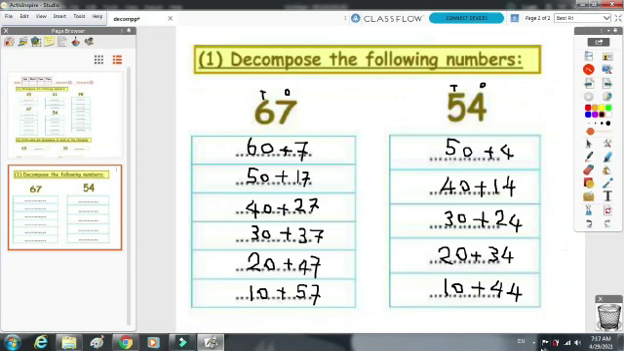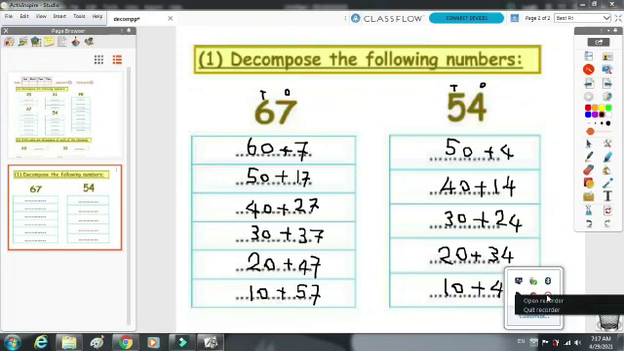And you have to know that all of these combinations will give you the same number, 54. And decomposing means what? Decomposing means I break the number into parts. I break it into parts.